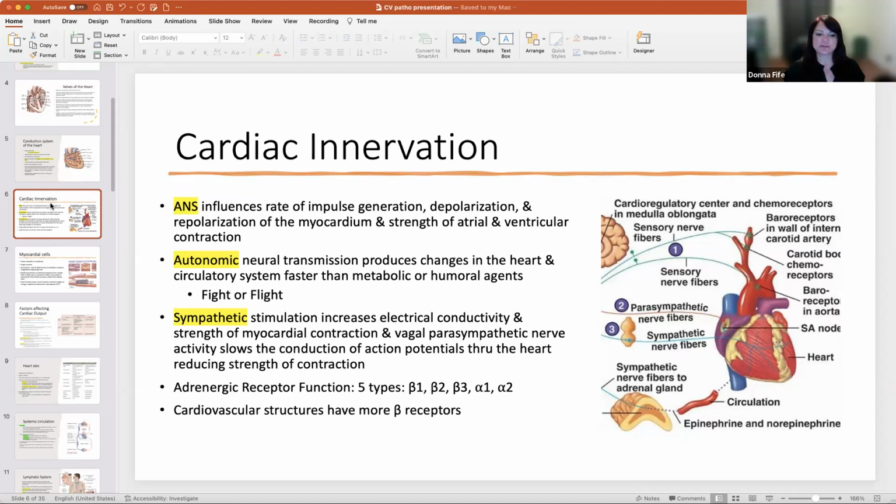There are adrenergic receptor functions. We have 5 types. There's beta 1, 2, and 3, and alpha 1 and 2. And the cardiovascular structures have more beta receptors.